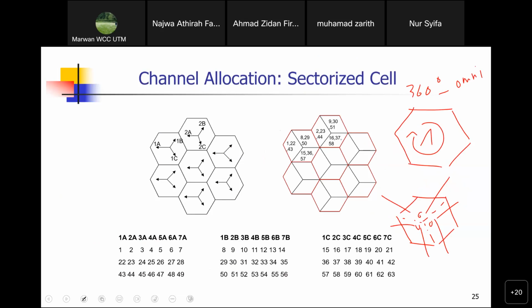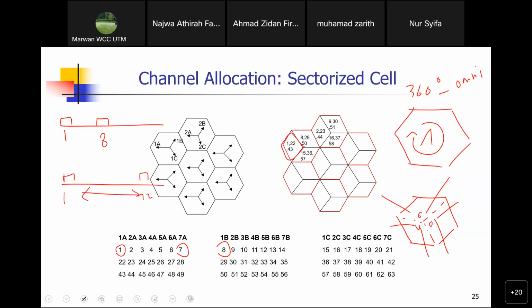You can see for sector 1A: 1, 2, 3, 4, 5, 6, 7. Then sector B is 8. What does it mean? It means that within one sector, previously it was 1 and 8 within one cell, but now it is 1 and 22 within one sector.